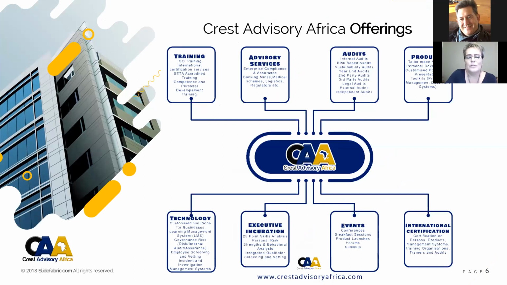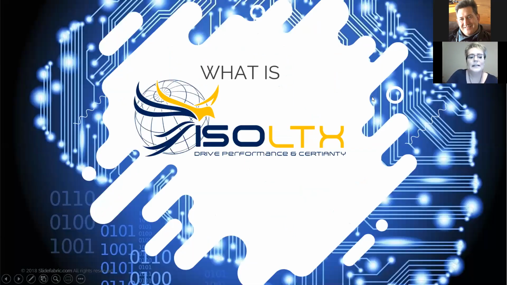So our service offerings that we are providing is we are looking at training, we're providing advisory service, we do audits, we have products that we have available, like toolkits on the ISOs and things like that. We also provide technology, which ISOLYTICS is one of them. We have an executive incubation program that we are running. We do events, and then we obviously do international certifications, but I'll talk a little bit more about that shortly.